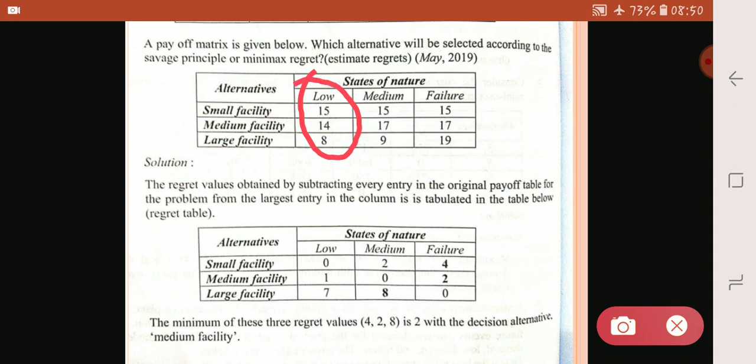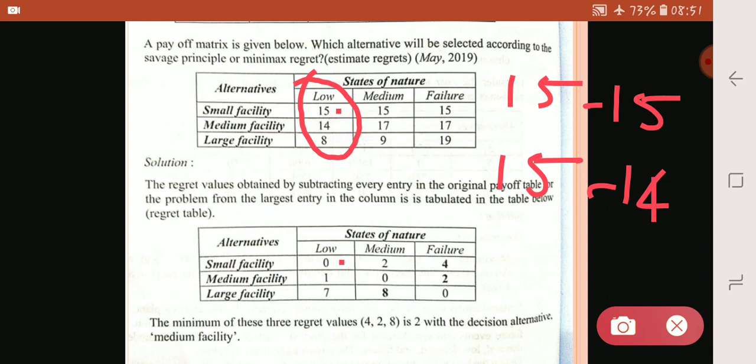So if the low nature is selected, which is the maximum value in this low? The maximum value over here is 15. So take that 15. 15 minus 15, you will get 0. That will be written over here. Then it is 15 minus 14, that is equal to 1, will be written over here. Then 15 minus 8, that is 7, that will be written over here. These are the values we kept. Write it in your table.